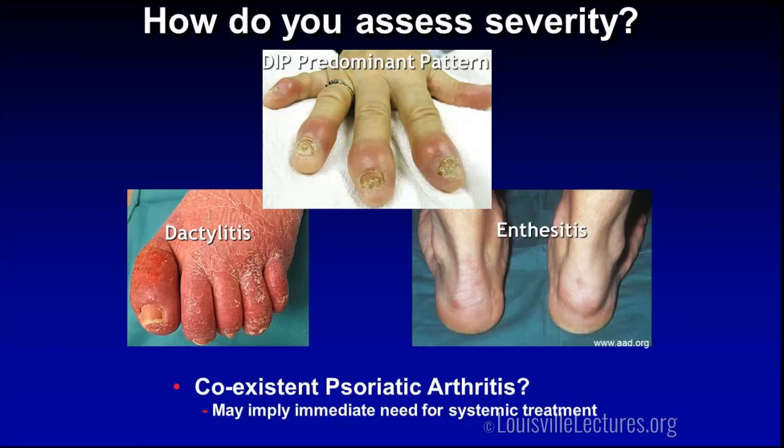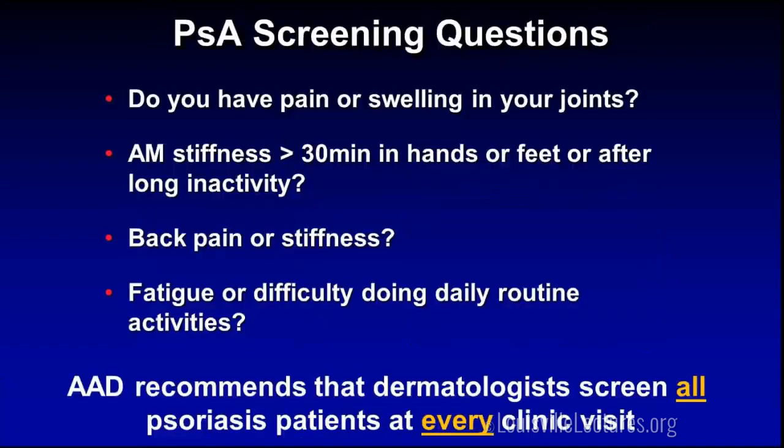Enthesitis is inflammation at the point where a tendon or a ligament inserts in bone. And there are a number of areas where this can commonly occur, but the Achilles tendon is one of those areas. You can see how swollen this is. Now, unfortunately, in clinic, I've never had the luxury of having it this easy, but just to understand the manifestations of psoriatic arthritis can be helpful in assessing these patients.